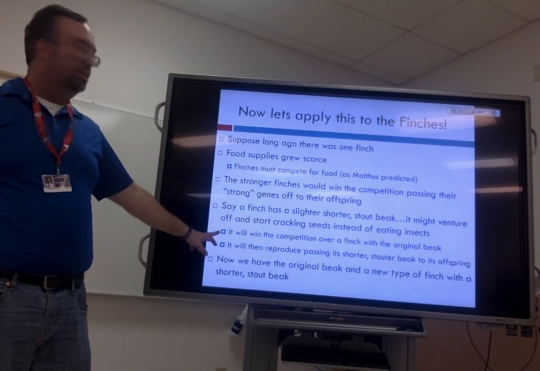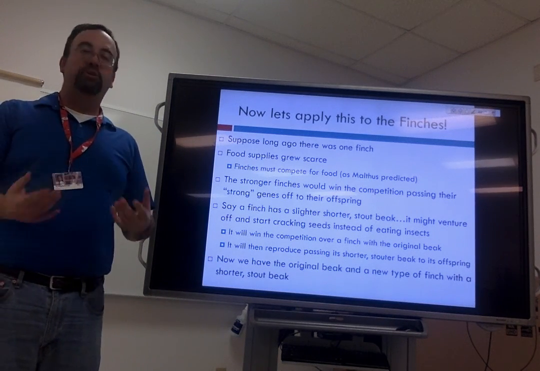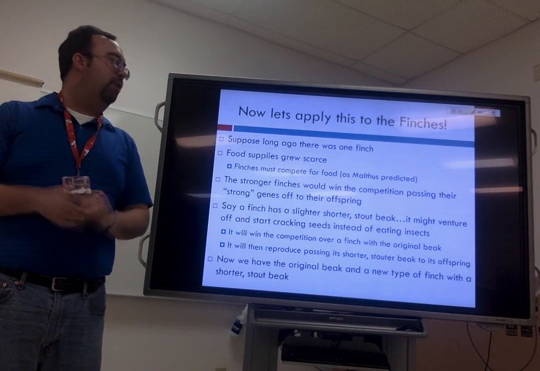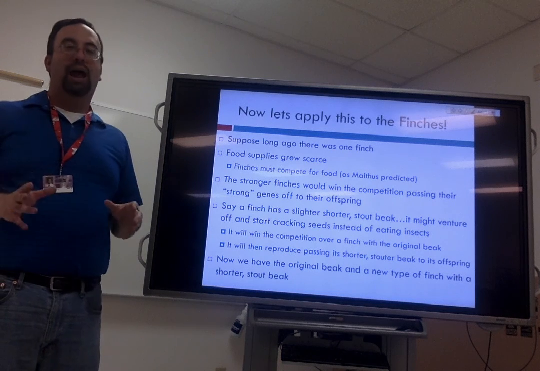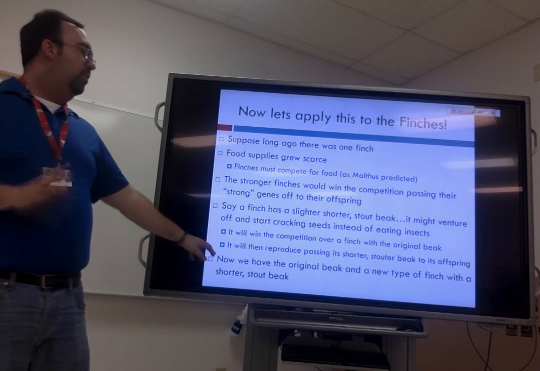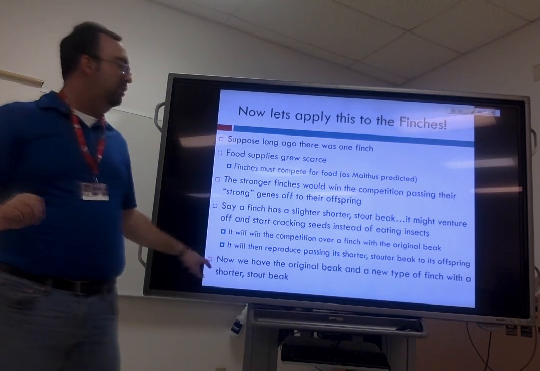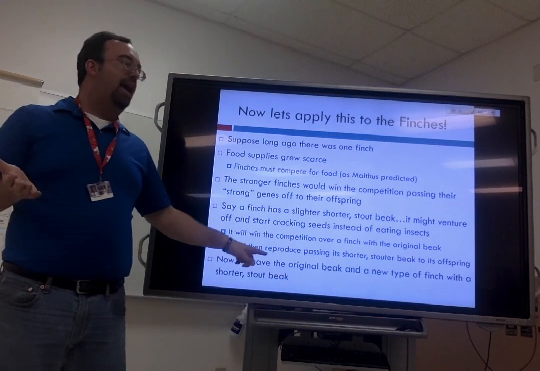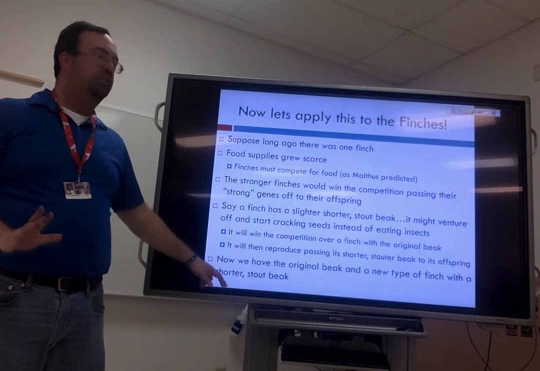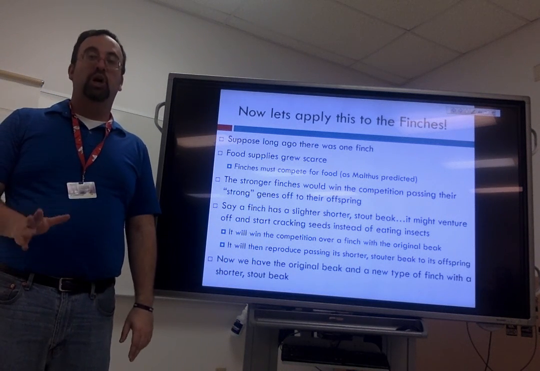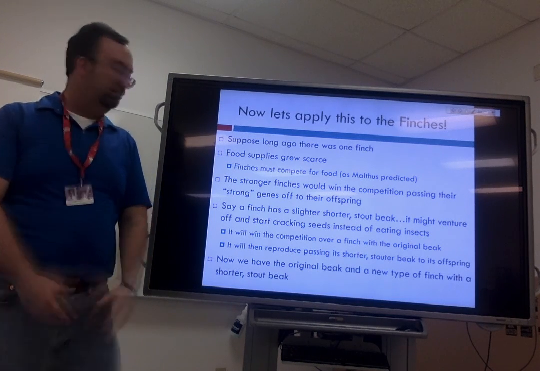It could win the competition over a finch with the original size beak, and then by reproducing, it would have offspring that would also have shorter, stouter beaks that would allow them to crack seeds so they could eat. Now, instead of just having the one finch, now we have two finches. We have the finch that has the original size beak, and now we have a new type of finch, but still a finch, that has a shorter, stout beak. And so now we're starting to see some divergence from the original ancestor.